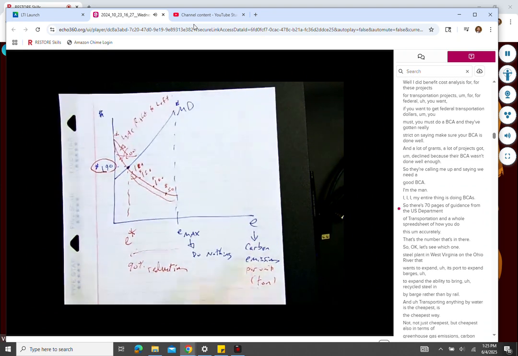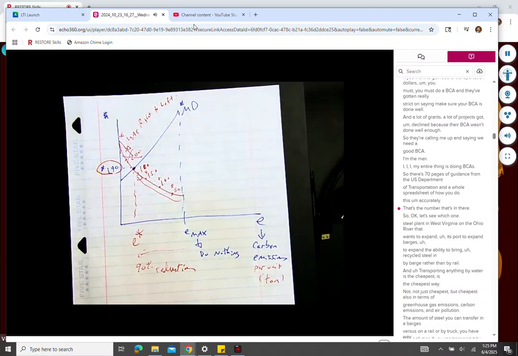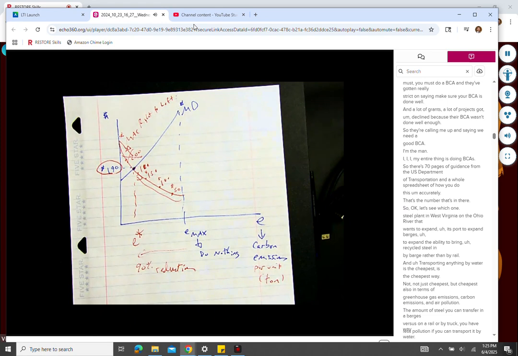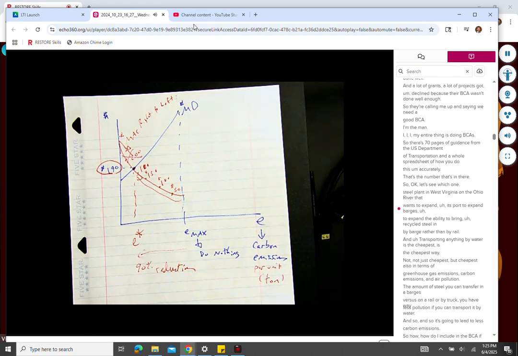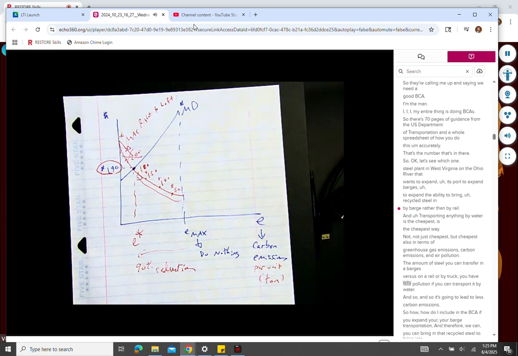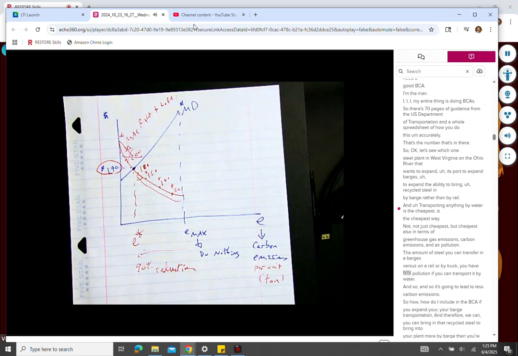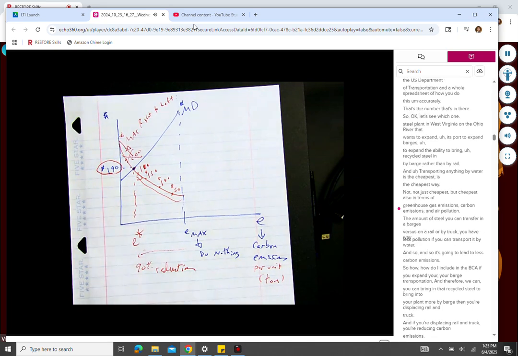There's 70 pages of guidance from the U.S. Department of Transportation and a whole spreadsheet of how you do this accurately. And that's the number that's in there. So okay, let's see which one. A steel plant in West Virginia on the Ohio River wants to expand its port to expand barges, to expand the ability to bring recycled steel in by barge rather than by rail. And transporting anything by water is the cheapest way. Not just cheapest, but cheapest also in terms of greenhouse gas emissions, carbon emissions, and air pollution.